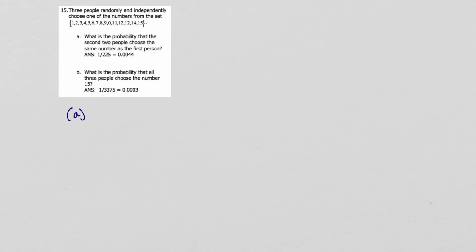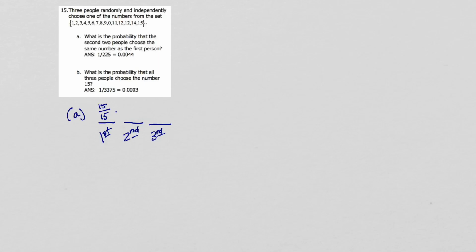So maybe it's something like this. You got a first person picking a number, then a second, then a third. Now, the first person is going to pick one of these numbers. So there's 15 numbers, and that person can choose any one of those 15. Now, once that person makes a choice, say that person chose one of these particular numbers, like, say, 10. So, but anyway, first person chooses one of these numbers.